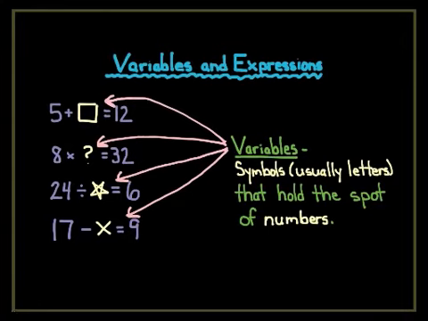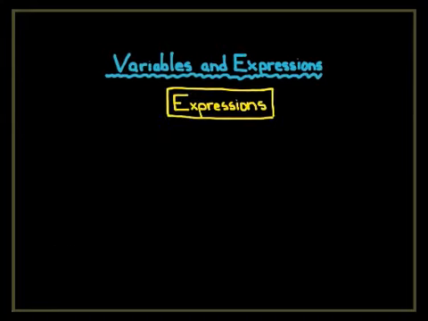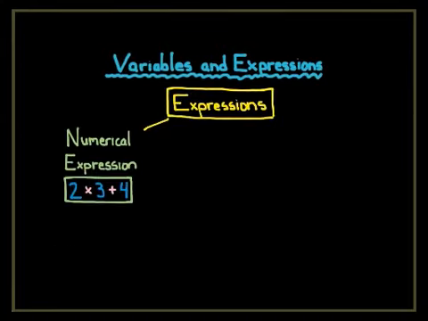Next, we'll take a look at expressions. There are two types of expressions. One you're very familiar with, which is a numerical expression. Notice in the example it shows 2 times 3 plus 4. It consists of numbers and operations. That's it. There's no more to it.